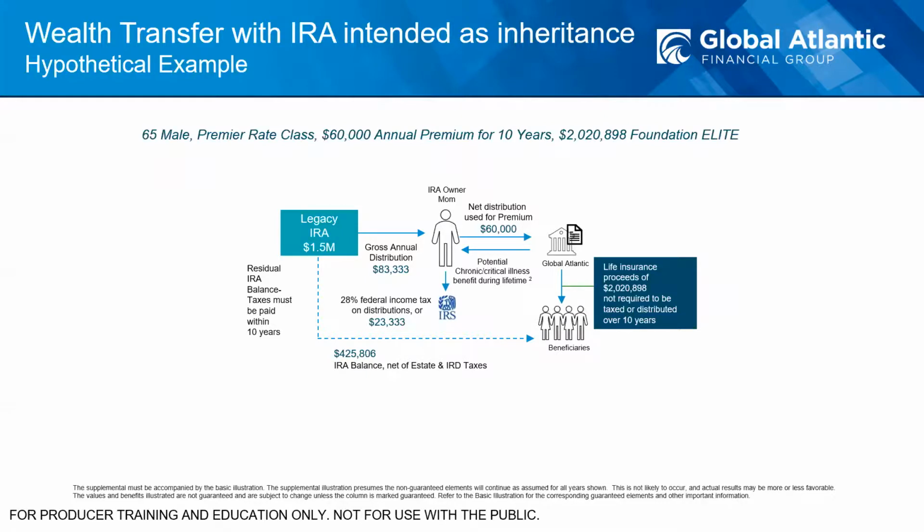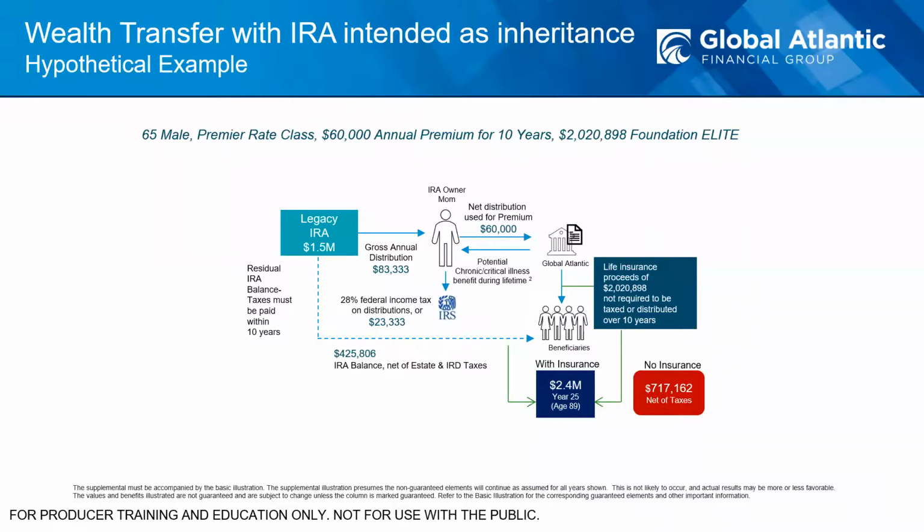And in this case, we assumed it was $425,000 at mom's life expectancy that was left of the IRA after the $83,000 gross distributions were made, and then she turned around, paid taxes, and purchased the life insurance. So the beneficiaries ended up at mom's life expectancy of 89, getting the insurance, the $2 million plus the $425,000.